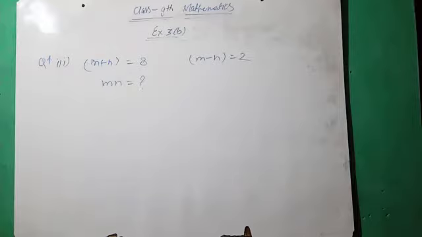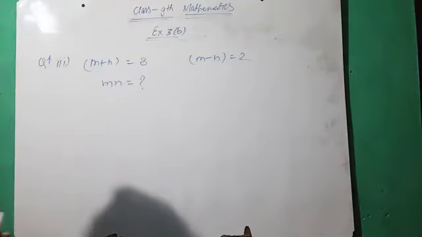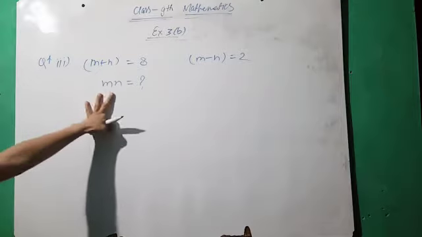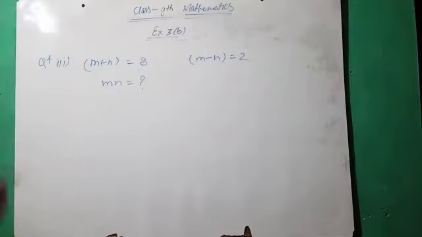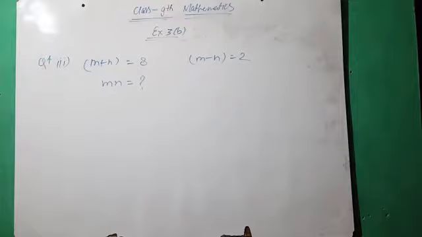Okay, second part, homework in your fair copy. Discuss the third part. We have given m plus n equal to 8 and m minus n equal to 2. We have to find out mn. So what formula do we have to apply for both of the given values so that we can find mn?